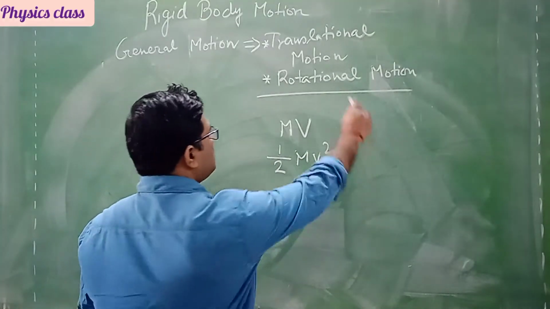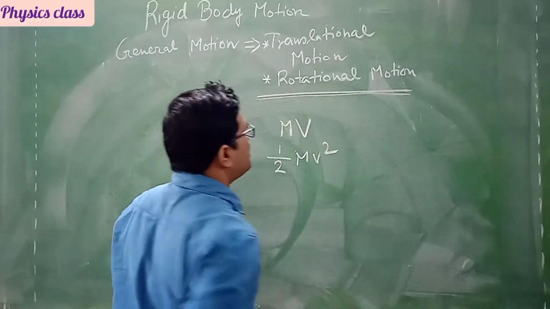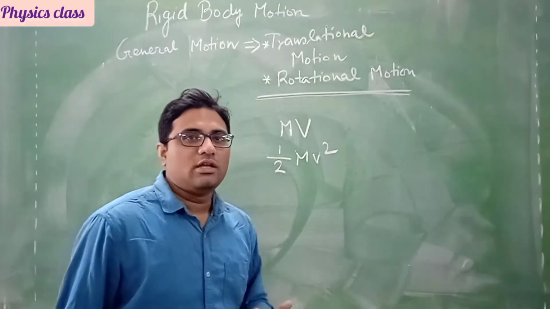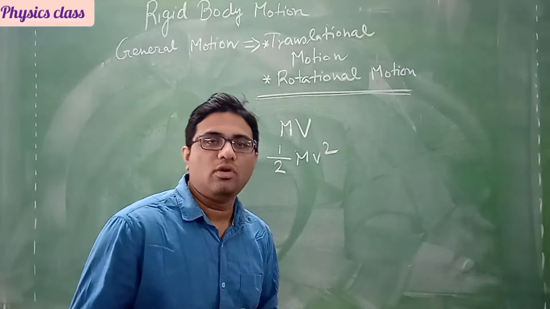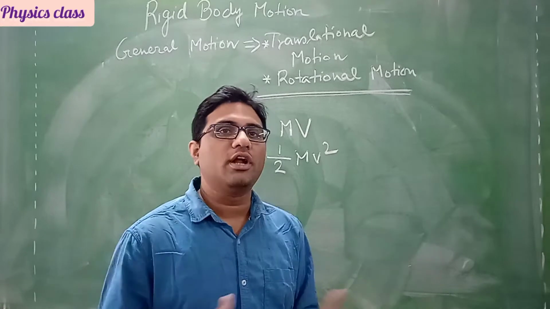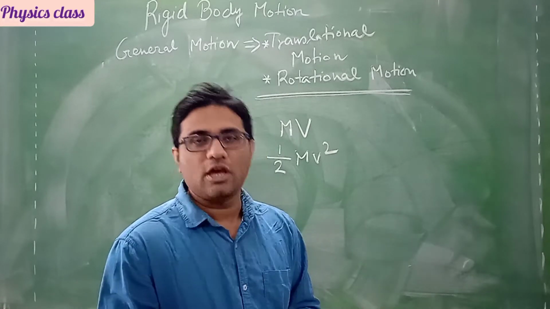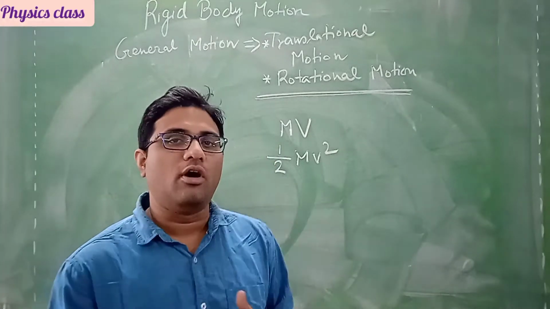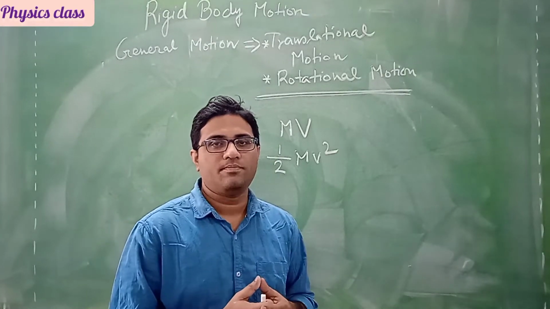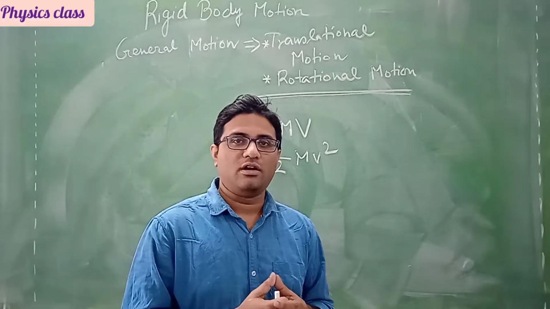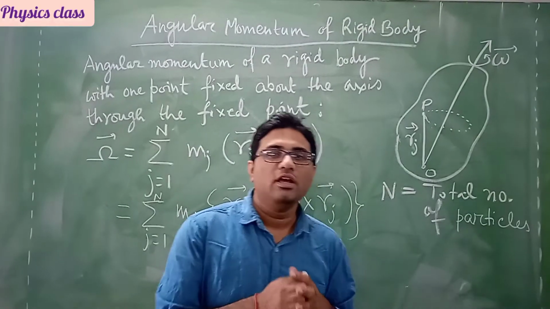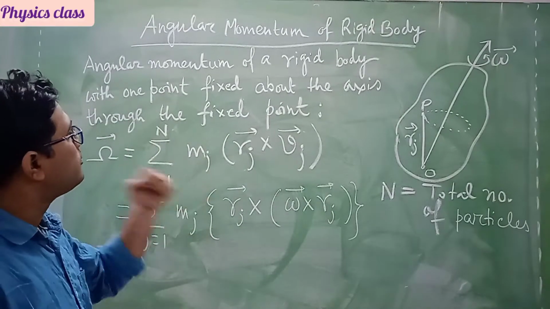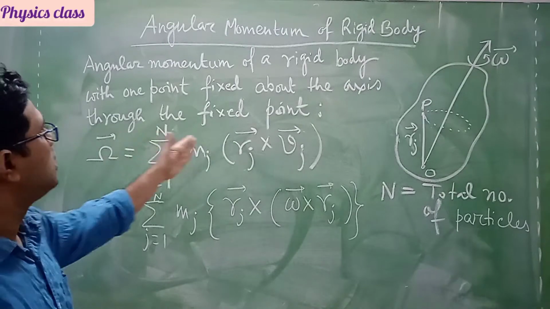Now today we are interested in the rotational motion of a rigid body, because we will see what will be the general form of angular momentum of a rigid body when it is rotating, what will be the moment of inertia of that rigid body, and what will be the kinetic energy in general form of all those parameters. Okay, so let's start. First we will discuss the angular momentum of a rigid body with a point fixed about the axis through the fixed point.